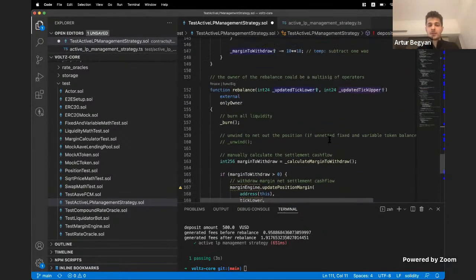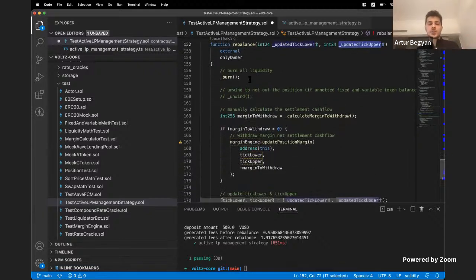Following from here, there's a very interesting function called rebalance, which can only be called by the owner of this contract. All it takes as its input is an updated tick lower and an updated tick upper. The first thing it does is burn all of the liquidity that's currently deposited by this Vault, in order to extract the margin and deposit it into another range.